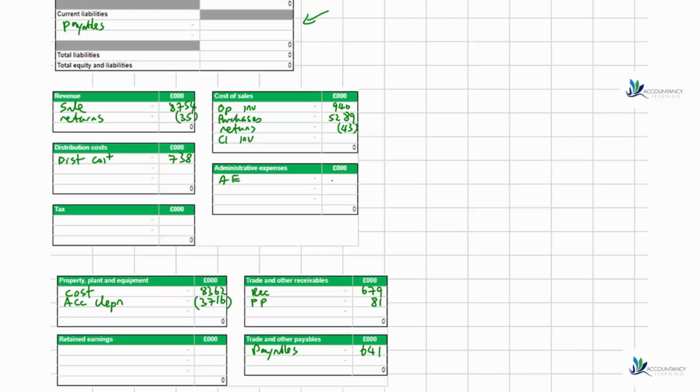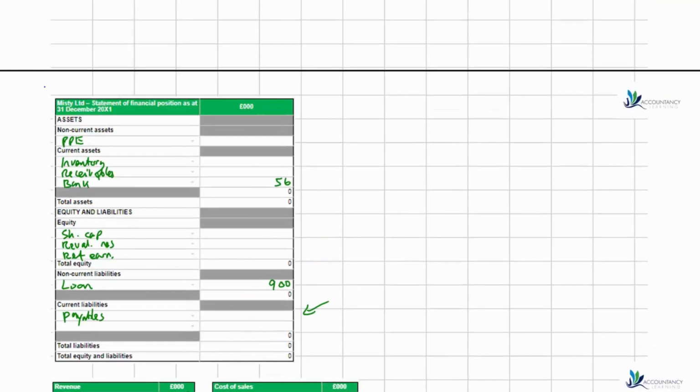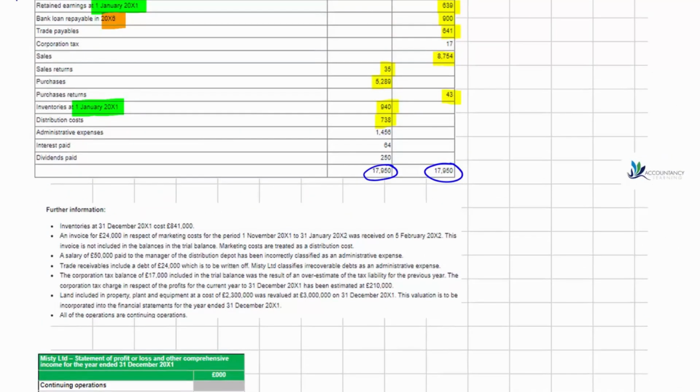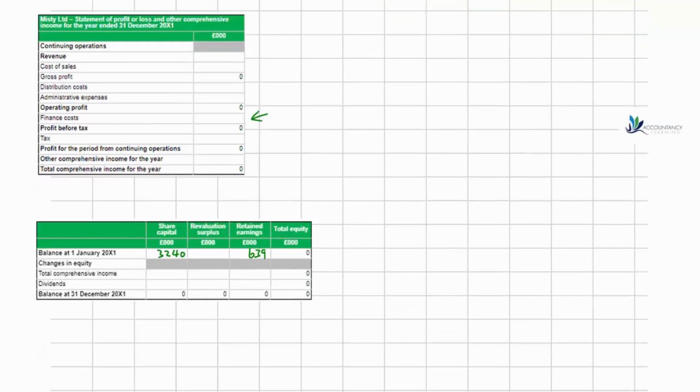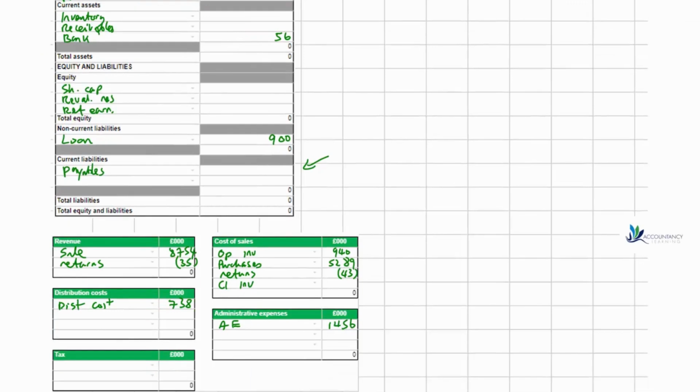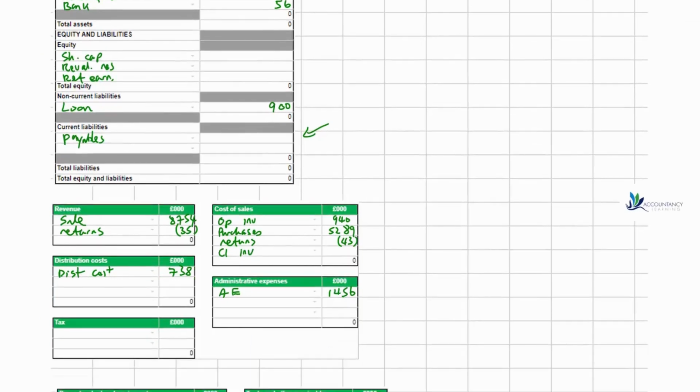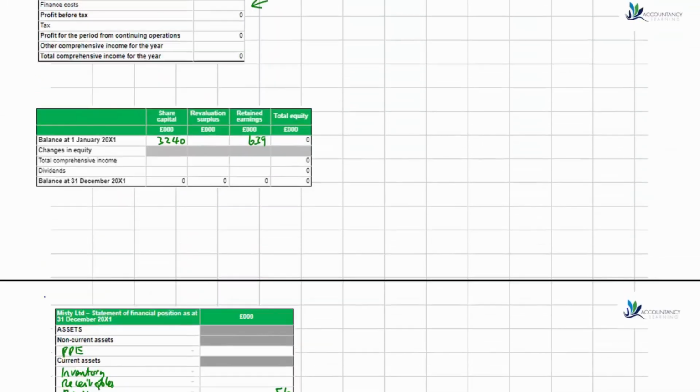Okay, we've got our admin expenses of 1456. We have interest paid of 64. So again, let's see whether or not we can put that straight into our answer. We've got finance costs appearing there. And then in our workings, there is no working for finance costs. So that would suggest that we can put that figure straight into our answer. Remember, this is going to be a cost, so we want to show that as a negative number.